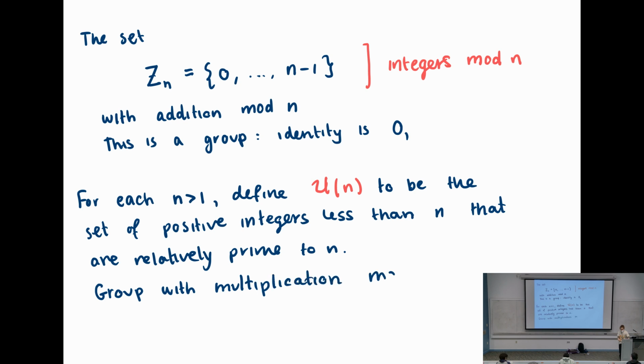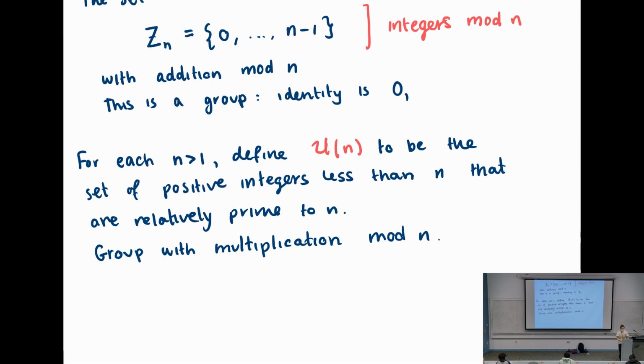Mod n. And you'll see in the problem set why we need this relatively prime condition. The problem set will ask you to consider all numbers less than or equal to n, and you'll show that that's a group with multiplication mod n if and only if n is prime. Okay, so let's talk about mod n.